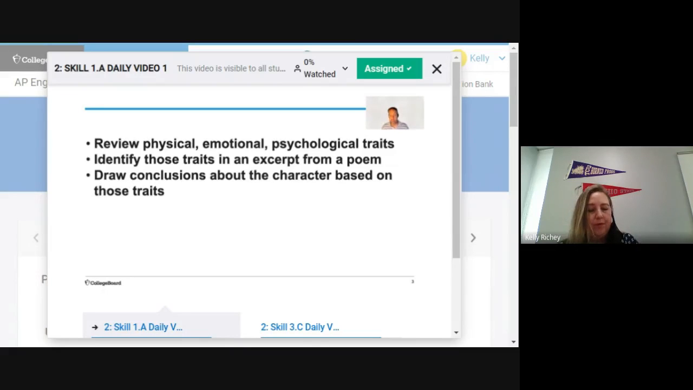So Mr. Escobar, and I'm stealing this from him, identified three ways to look at a character. And these aren't the only three ways, but I think they give you a well-rounded sense of who a person is in a poem or a short story or a novel or a play. But it's the physical, the emotional, and the psychological traits. We're actually going to identify those three things in an excerpt from a poem.